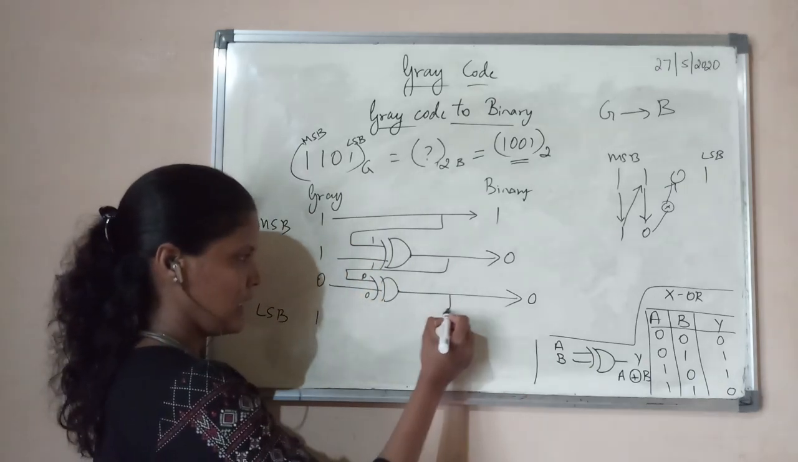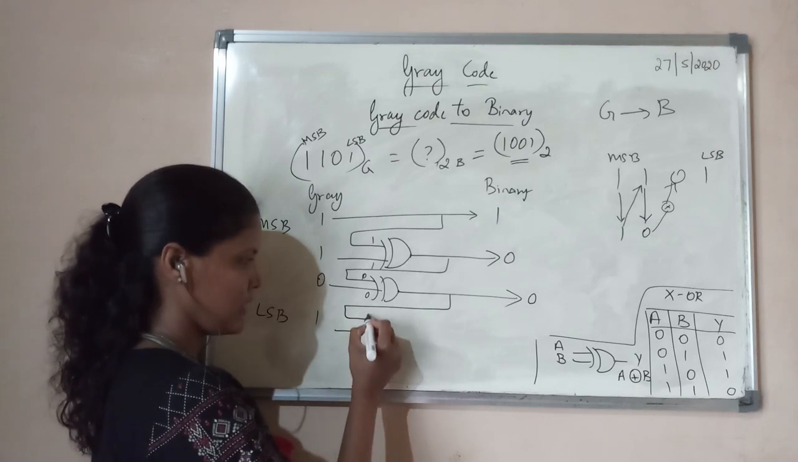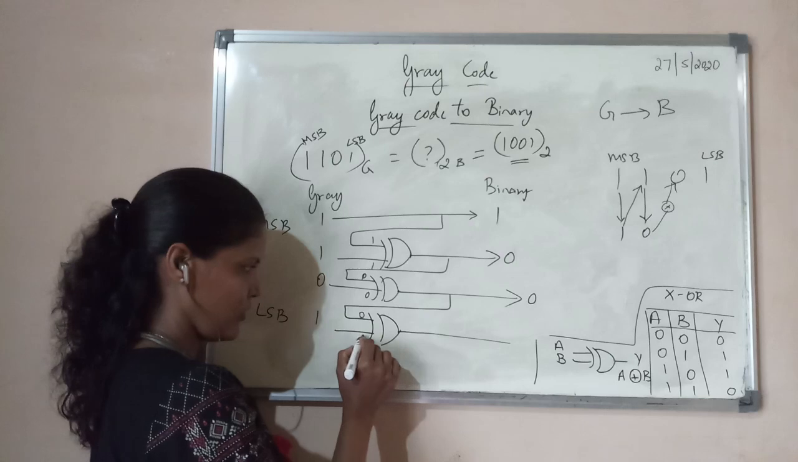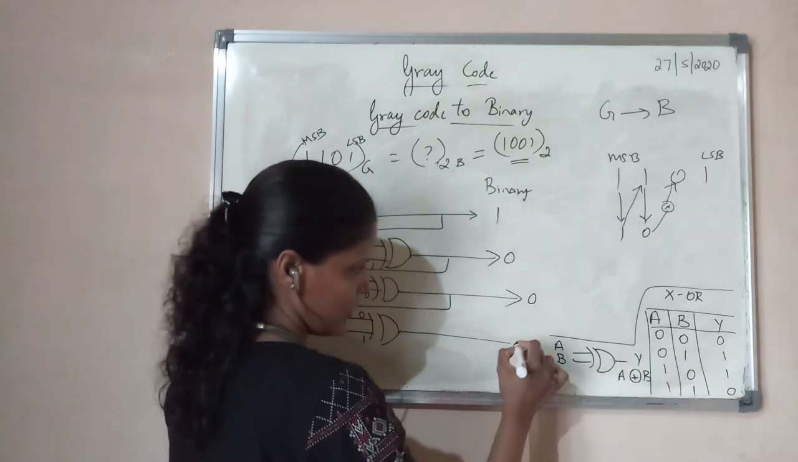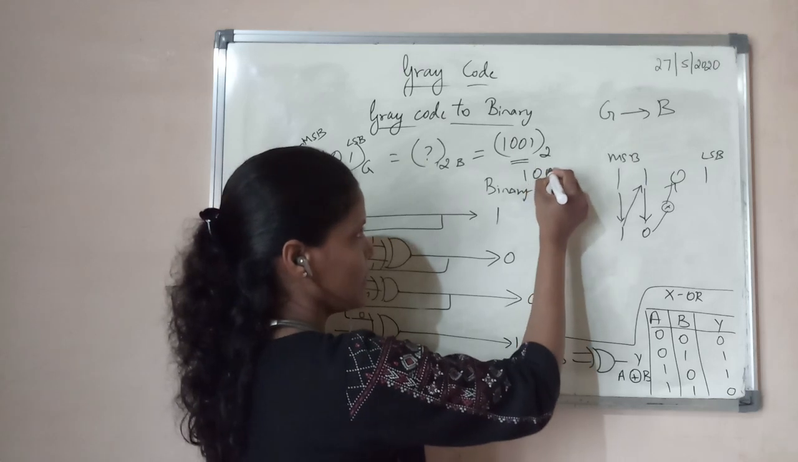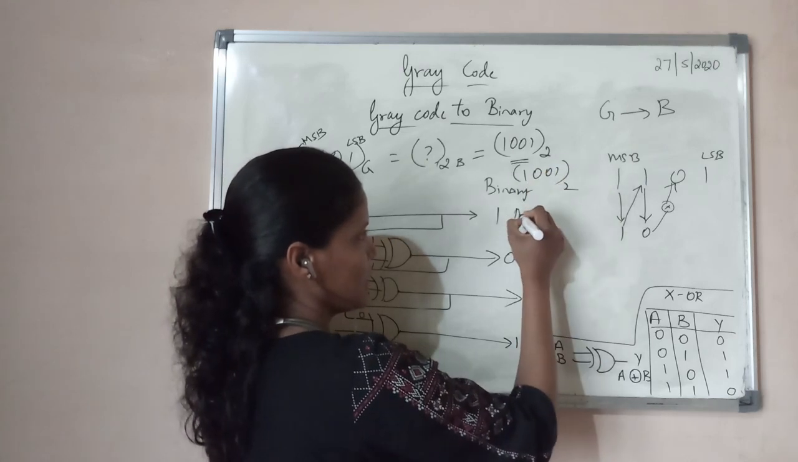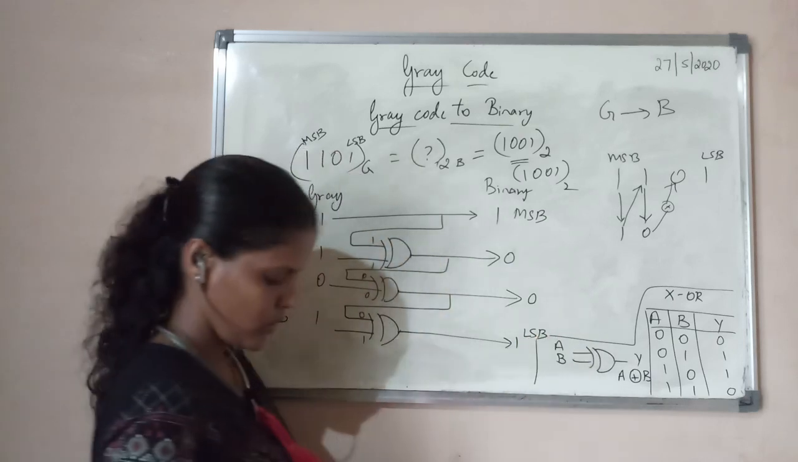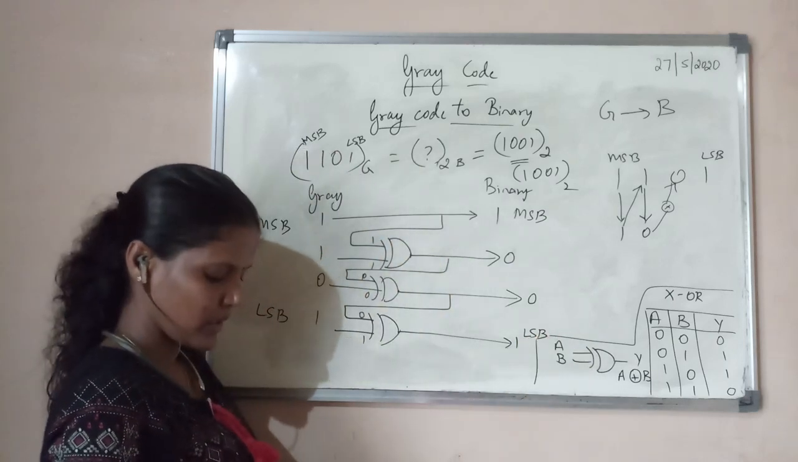And the last, this as one input, this as another input: this is 0 and this is 1, 0 1, its value is equal to 1. Again I got the same answer, 1001 to the base 2. This is the MSB of the binary and this is the LSB of the binary. Hope you are clear with this method also.